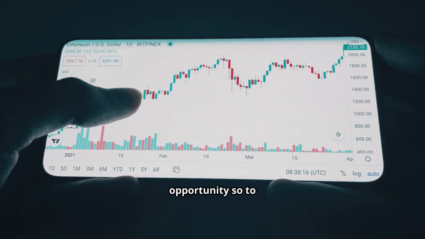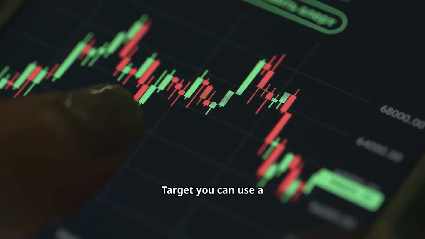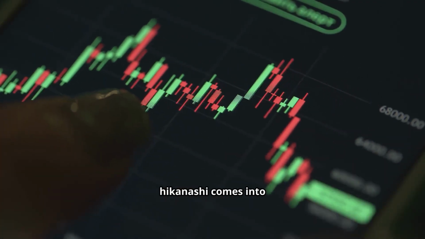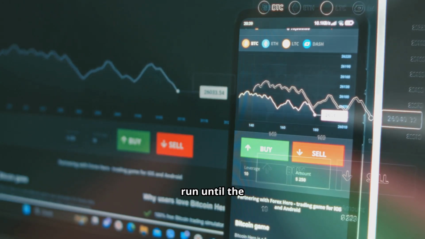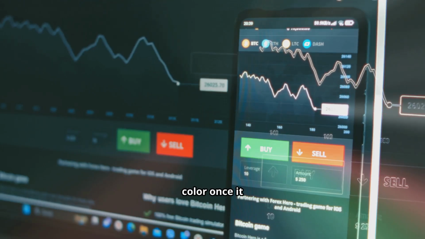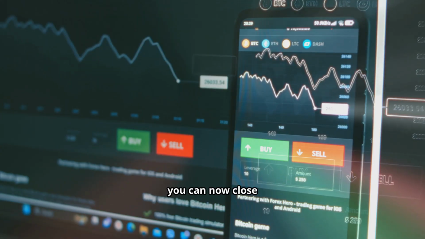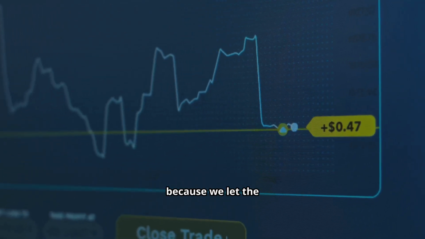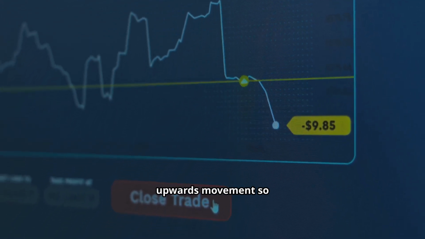And so if your take profit target is set too low, you could potentially miss out on a huge profit opportunity. So to maximize your profits, instead of using a fixed profit target, you can use a trailing stop-loss indicator instead, and that's where the Heikin-Ashi comes into play. What you want to do is let your open positions run until the Heikin-Ashi changes color. Once it changes, it signals that the trend has come to an end, and you can now close your position and finally take profit. And as you can see, because we let the trade continue with the upwards momentum, we were able to capture most of this upwards movement.